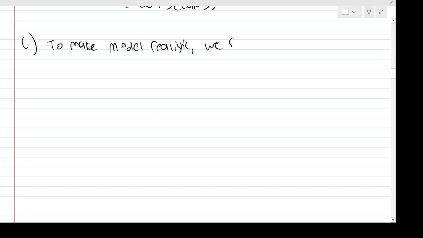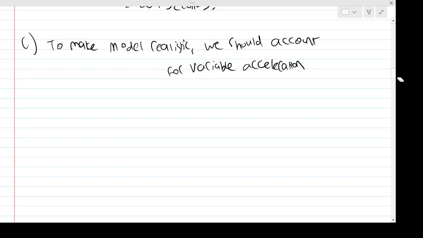We should account for variable acceleration throughout the whole journey.